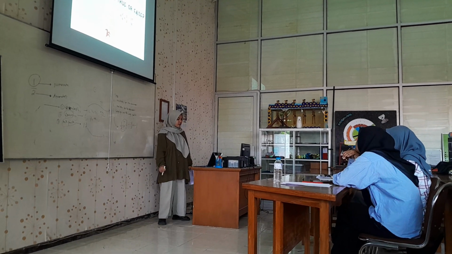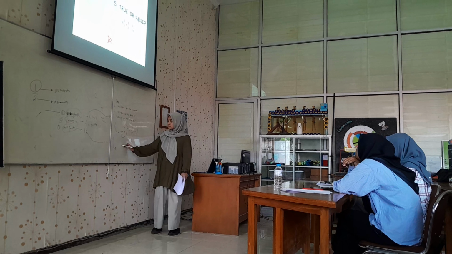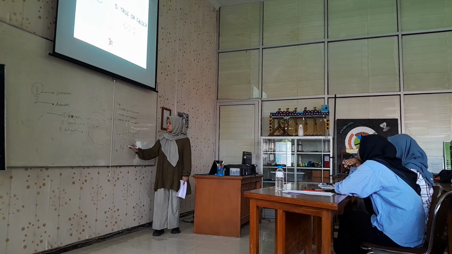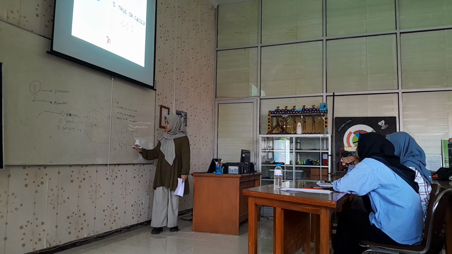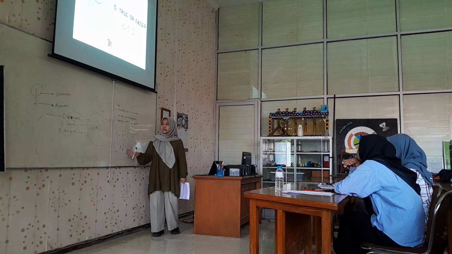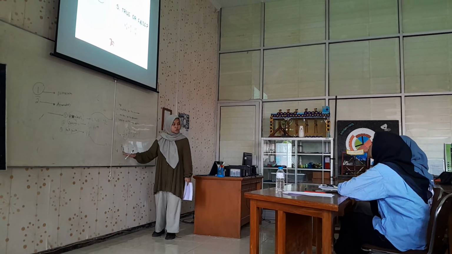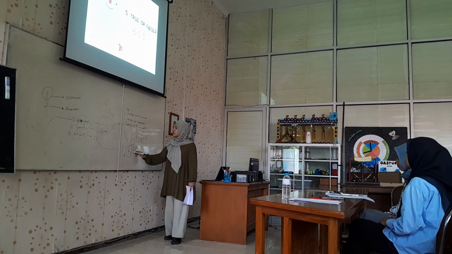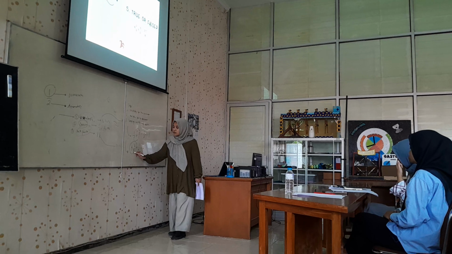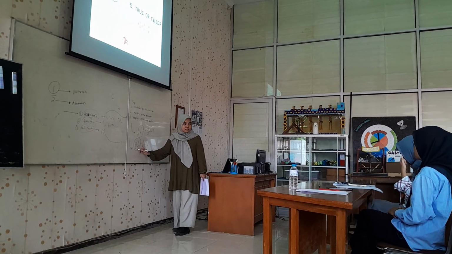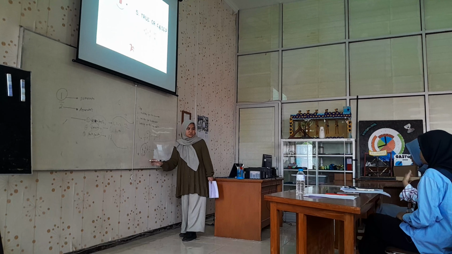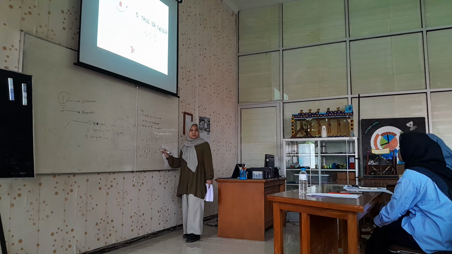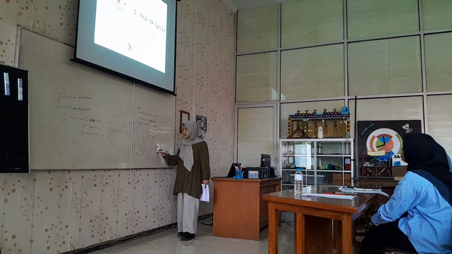Here, maybe I have 8 2 over 4 multiply 1 over 2. First, because we have a mixed fraction, we should change it to a common fraction. For the 8 2 over 4, 4 times 8 is 32, and then plus 2, so it equals 34 over 4.